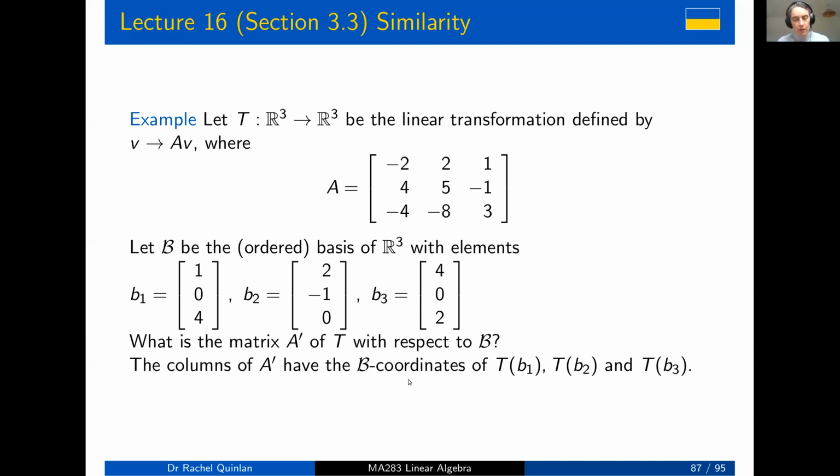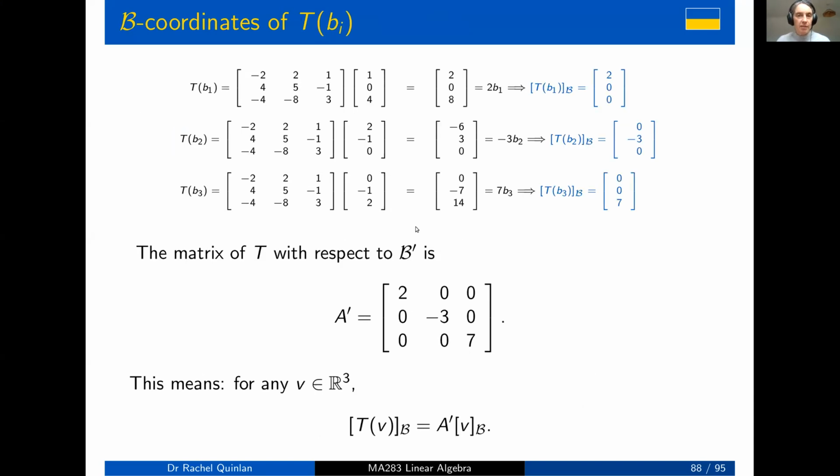Okay, so here are B1, B2, B3. We need to look at their images under T. With respect to the standard basis, what T does is multiply on the left by this matrix A. These are B1, B2, B3 written in their standard coordinates. So T of B1 is the vector B1, which is 1, 0, 4, multiplied on the left by the original matrix A, and that means taking the linear combination of the columns of A with coefficients 1, 0, 4.